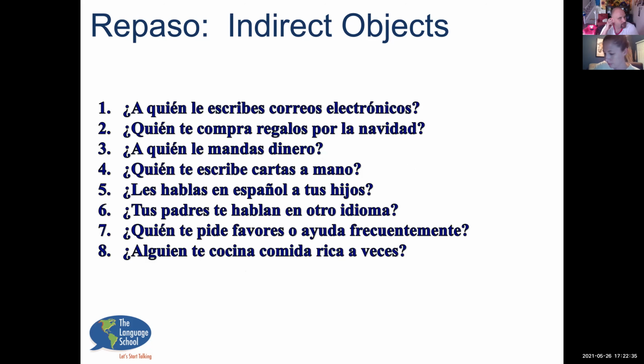Carly, ¿a quién le escribes correos electrónicos? Mi patrón, mi patrón me escribe correos electrónicos.